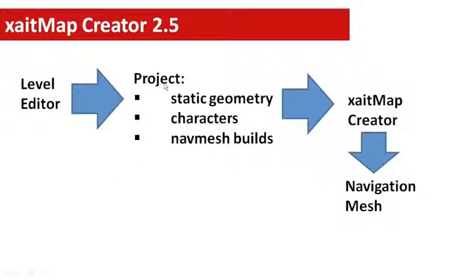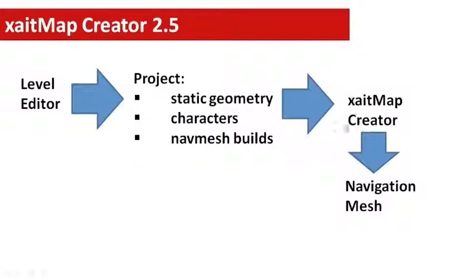Within the Creator software itself, there are three different types of project nodes. First of all, there are character definitions. A character definition describes a non-player character, or NPC, with information such as how high that character can jump, or how far that character can fall without getting hurt. The nav mesh build nodes contain the technical information and parameters on how the navigation mesh should be built.